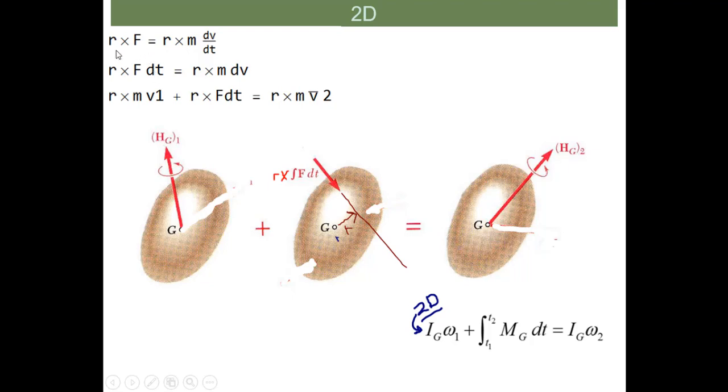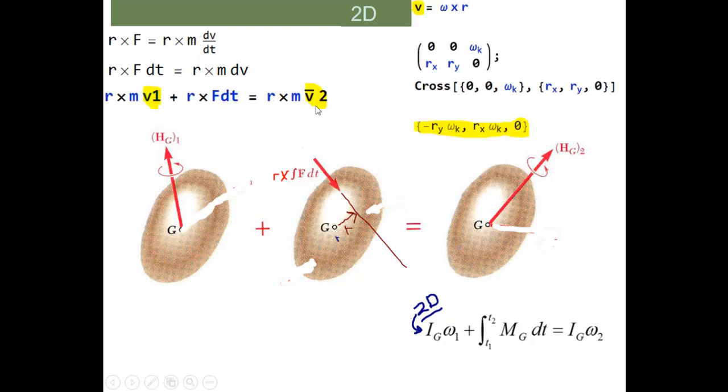So we're looking at our moment, r cross ma, and changing that rotational motion by, instead of a linear impulse, it's a moment through a time that changes our rotational velocity. So r cross mv. For r cross mv, first let's look at what our velocity was. So velocity is omega cross r.